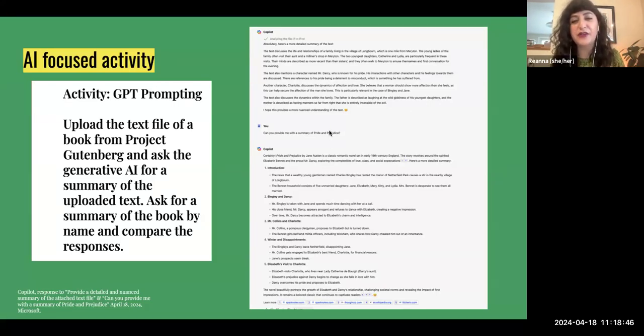So in the example that you see on the screen, which might be, to be honest, really hard to read, I uploaded a text file of Jane Austen's Pride and Prejudice and asked Copilot to summarize it. The summary they gave doesn't even mention Elizabeth Bennet. And then I asked them to just give a general summary of Pride and Prejudice, where they're actually pulling from resources like SparkNotes and Wikipedia.